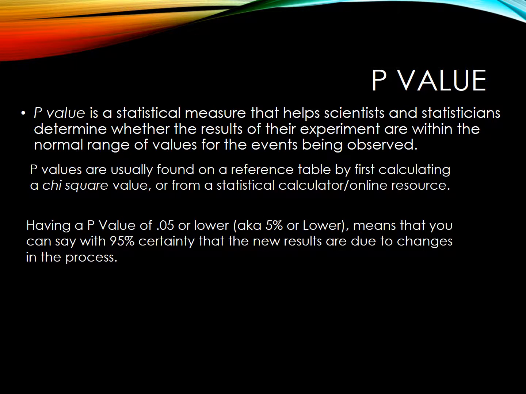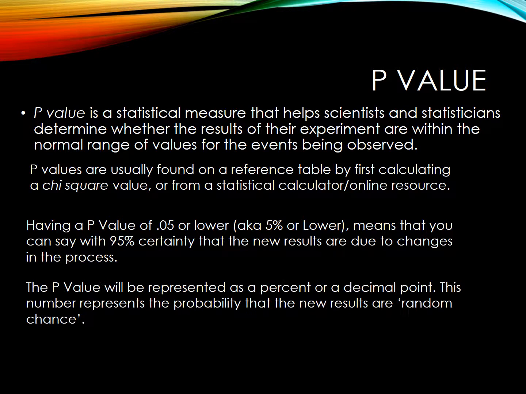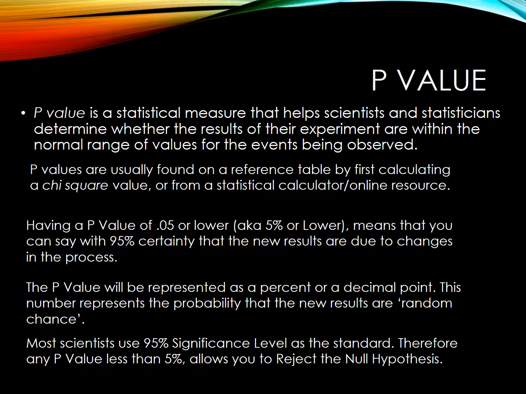Having a p-value of 0.05 or lower, so 5% or lower, means that you can say with 95% certainty that the new results are due to changes in the process and not just a fluke. P-value will be represented as a percent or decimal, and this really just represents the probability that the results are random chance or a fluke. Most scientists use 95% as a significance level as the standard. That's a pretty well accepted standard. That's what we'll be using for our projects as well.